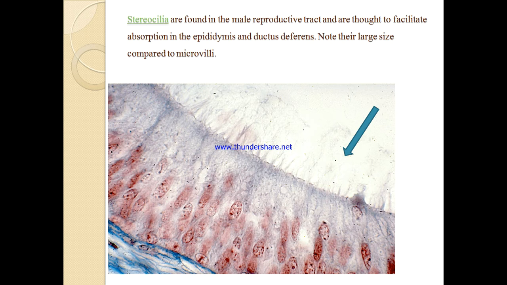Stereocilia are found in the male reproductive tract and are present to facilitate absorption in the epididymis and ductus deferens. Note their large size compared to the microvilli.